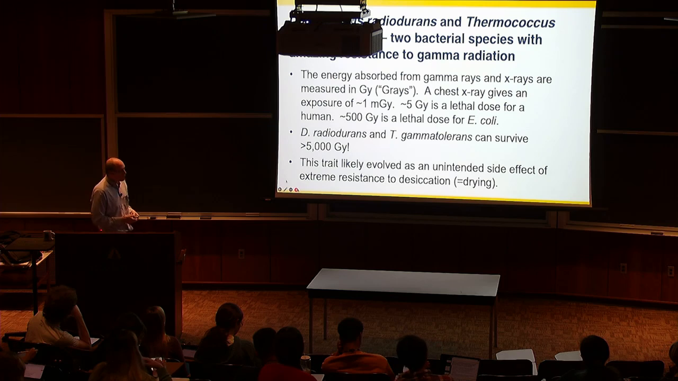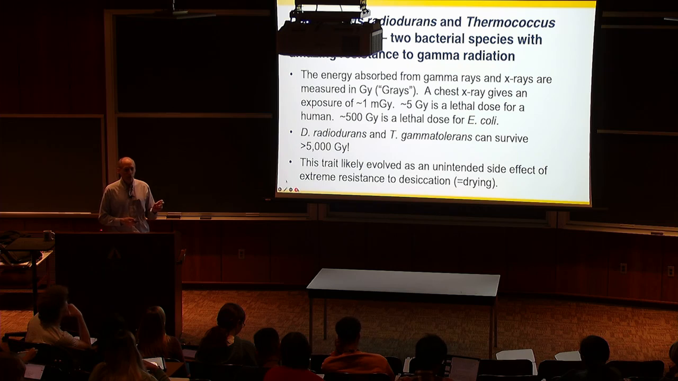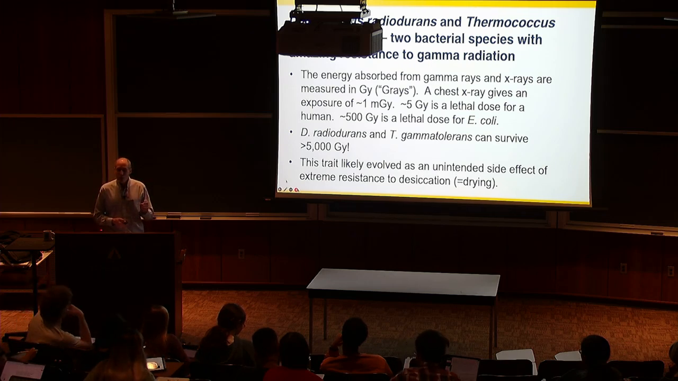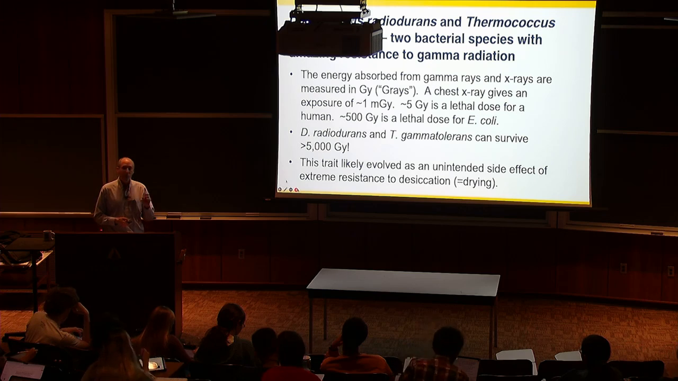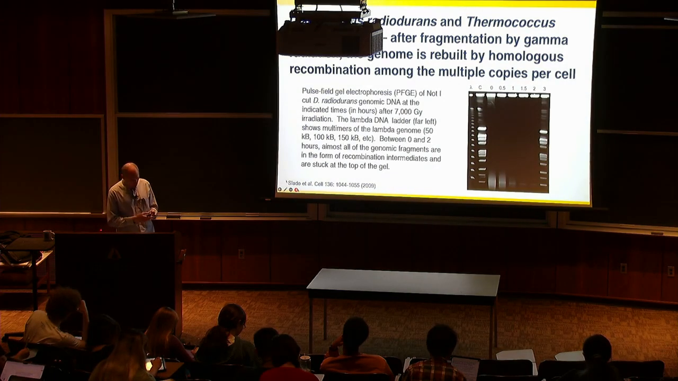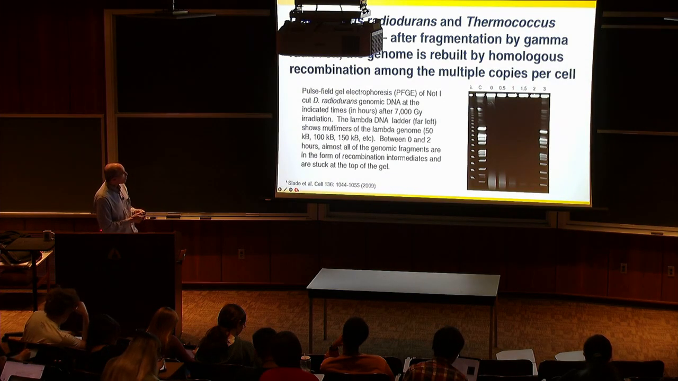It's probably not that they were selected to survive radiation, but it's probably a side effect of surviving desiccation. That's what people think. Desiccating a bacterium for an extended period is a stressor where there's genomic damage of the same sort, or it can be repaired by the same mechanism that can repair radiation damage. And so people have studied what that repair system looks like. And here's a very simple experiment.